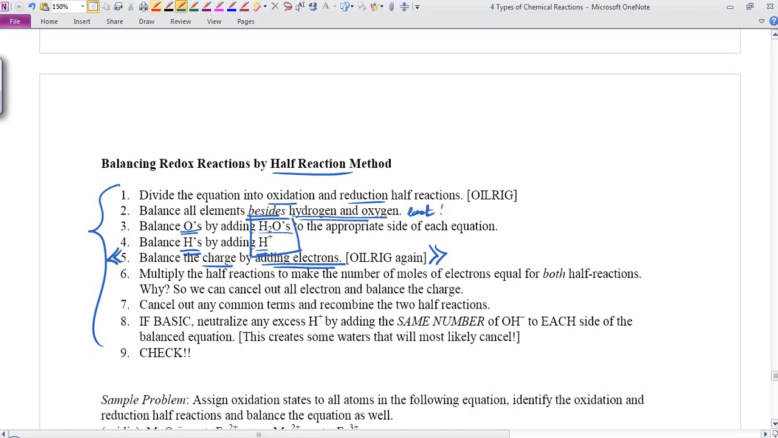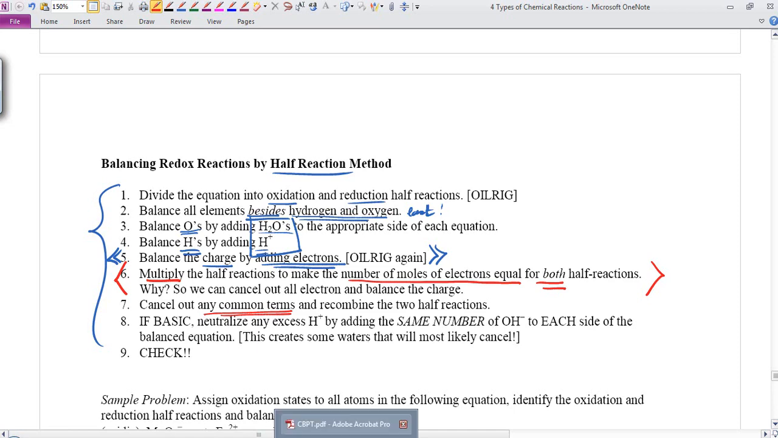Then we got to do our accounting part. That's when we will multiply the half reactions to make the number of moles of electrons equal for both half reactions. So you may find yourself into what I call a 2-3 trick, because you got a 2 on one side and 3 on the other, and you got to get to 6. So you have to multiply the one with 2 all the way through everything by 3 to get to 6, and you got to multiply the one with 3 all the way through by 2. I may have just said that wrong, but you know what I mean. 2 times 3, so that you can get to 6. Then cancel out any common terms.